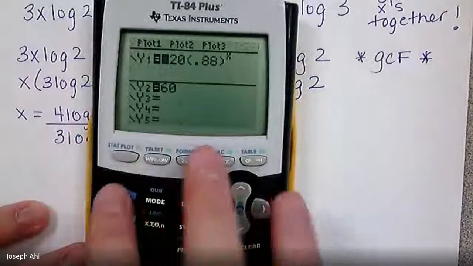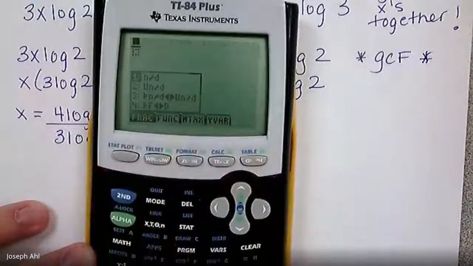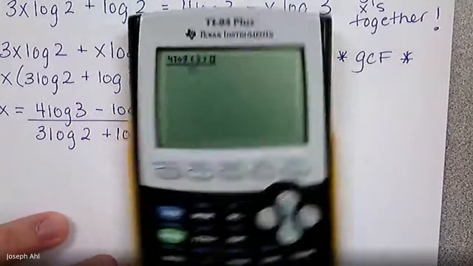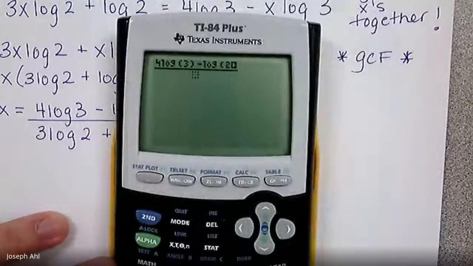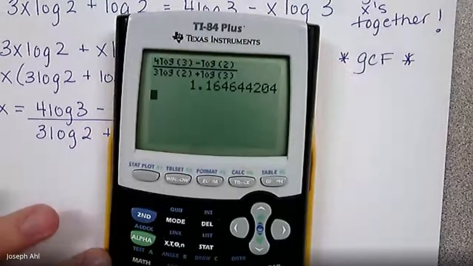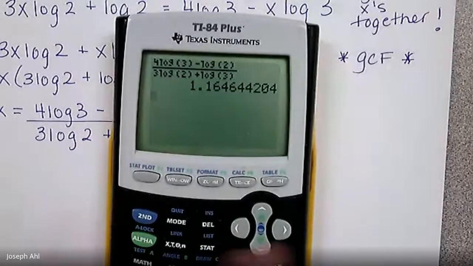So if I do, oops, not that. Let's do a fancy fraction here. We've got 4 log 3, and this is just log base 10, right? So minus log 2. The denominator, 3 log 2 plus log 3. To the hundredths place, that winds up being 1.16 approximately.